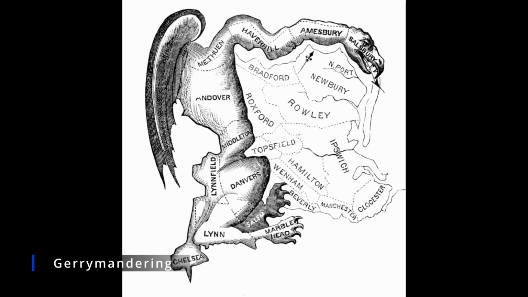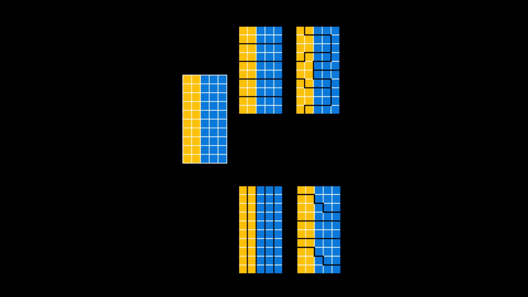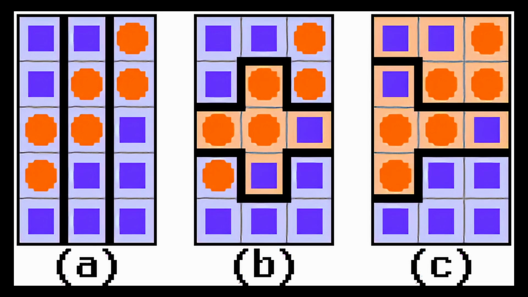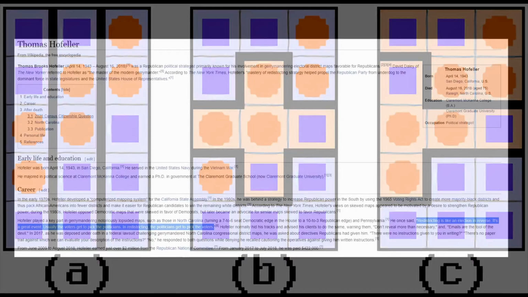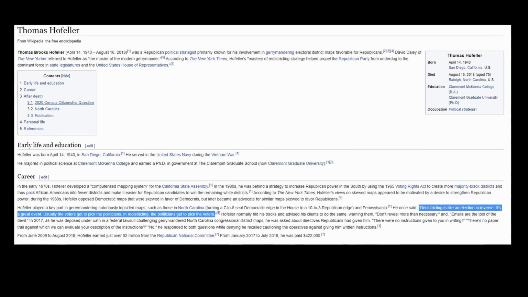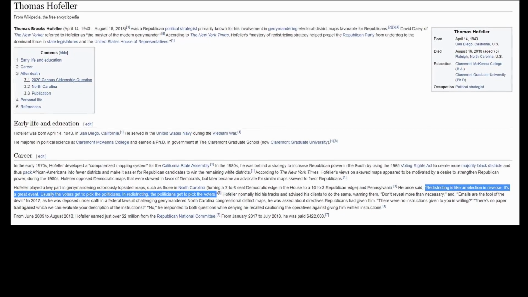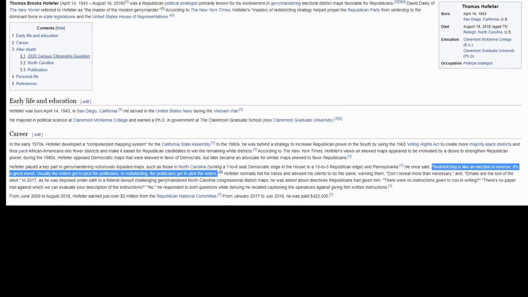Gerrymandering is another factor. Gerrymandering is simply the redrawing of districts to give one party an advantage. The explosion of gerrymandering started around the year 2000 with Republican strategist Tom Hofeller. He is the mastermind behind many very successful redistrictings, most notably in North Carolina. This quote from Hofeller's speech in 2000 sums up his views on the subject. Redistricting is like an election in reverse. It's a great event. Usually the voters get to pick the politicians. In redistricting, the politicians get to pick the voters.